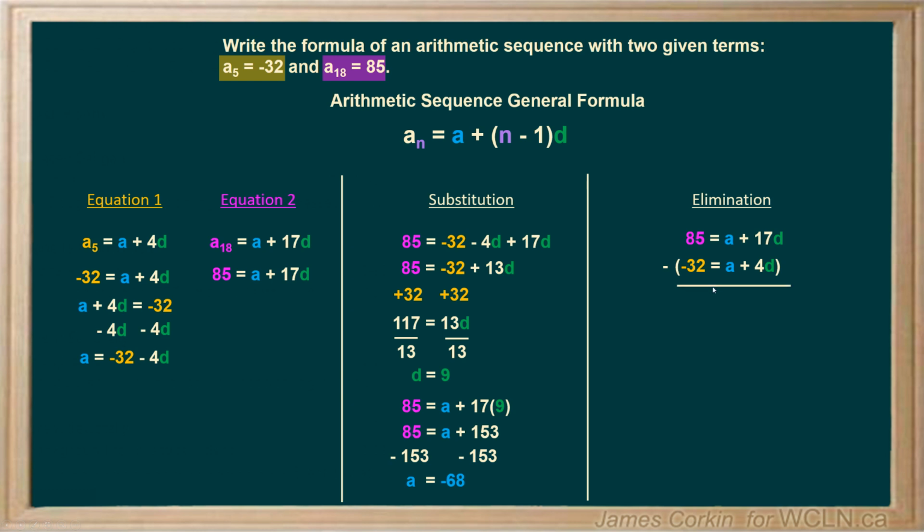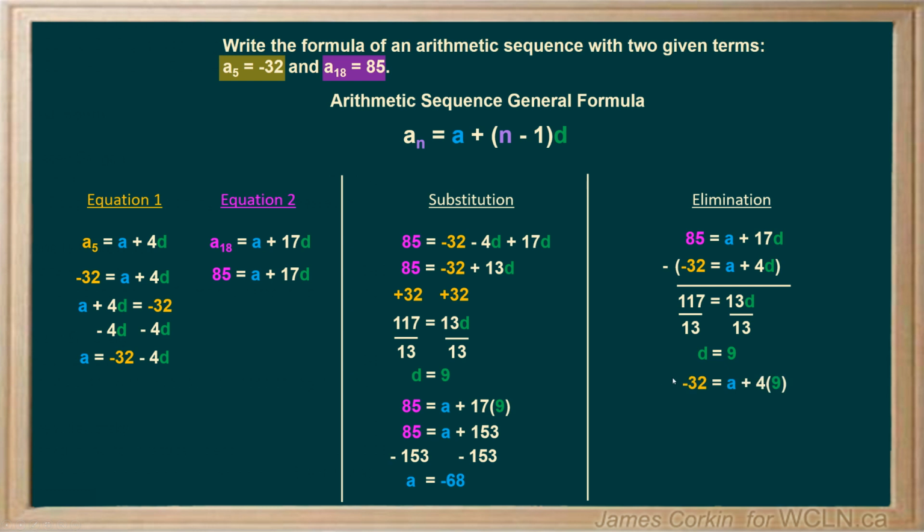All right, so let's do this subtraction. Be careful with your negative signs. We're subtracting a negative, so really we're adding to get 117. The a's cancel out, and 17 minus 4 gives us 13d. And you might notice that's the same thing we ended up with in substitution. Divide by 13 gives us d equals 9. So we're getting the same answers.